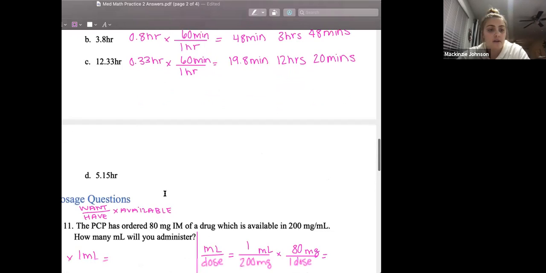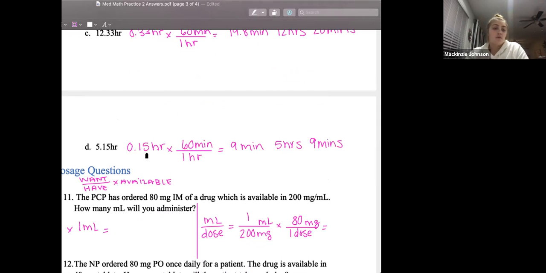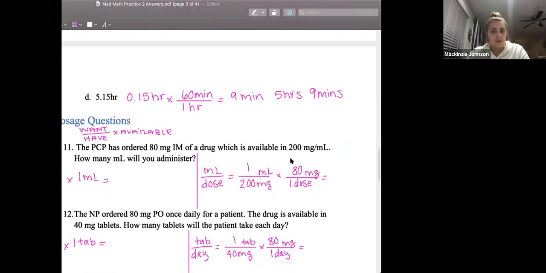And then the last one right here is 5.15 hours. So the same thing, we'll just set up the 0.15 hours over 60 minutes. And then that'll give us 9. So it'll be 5 hours and 9 minutes. Does everyone feel good about that?